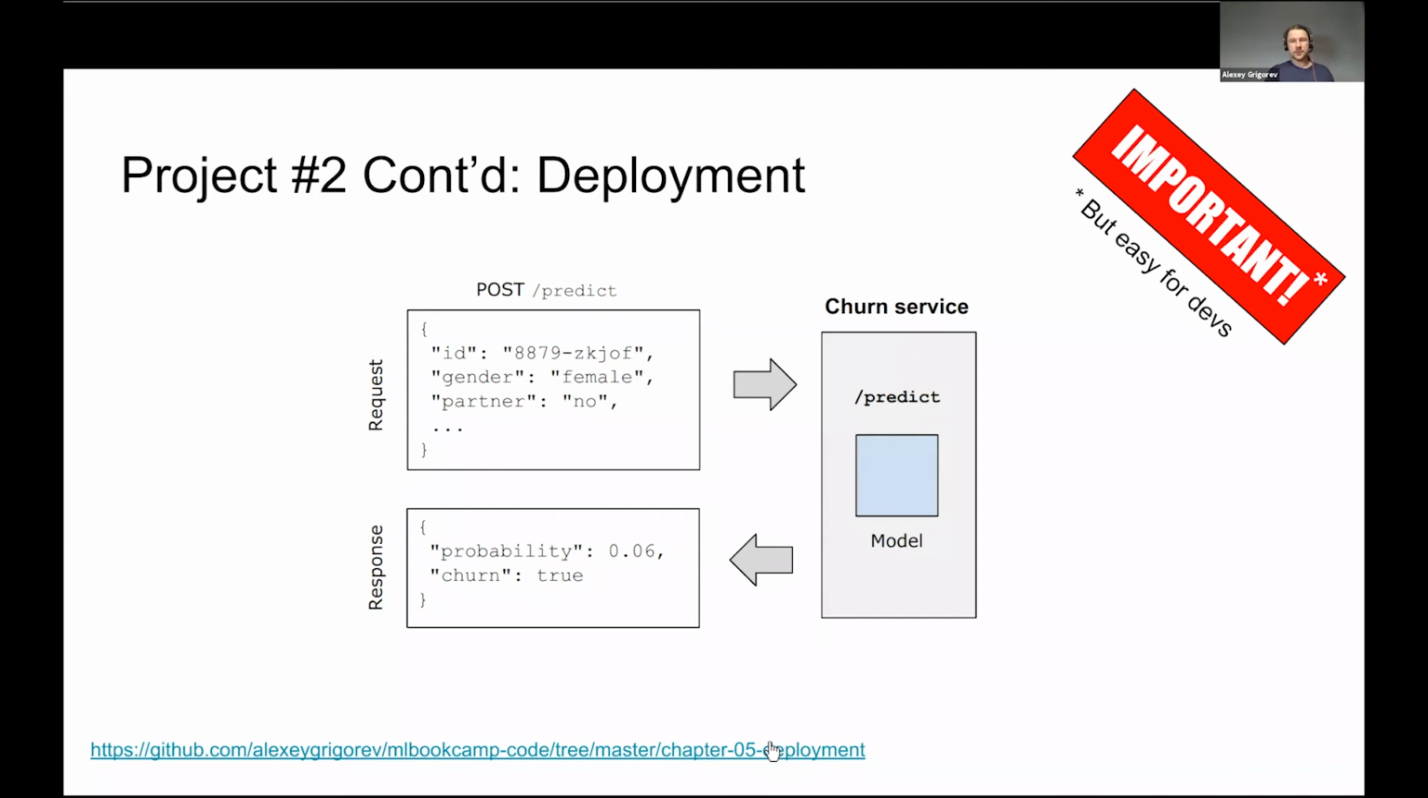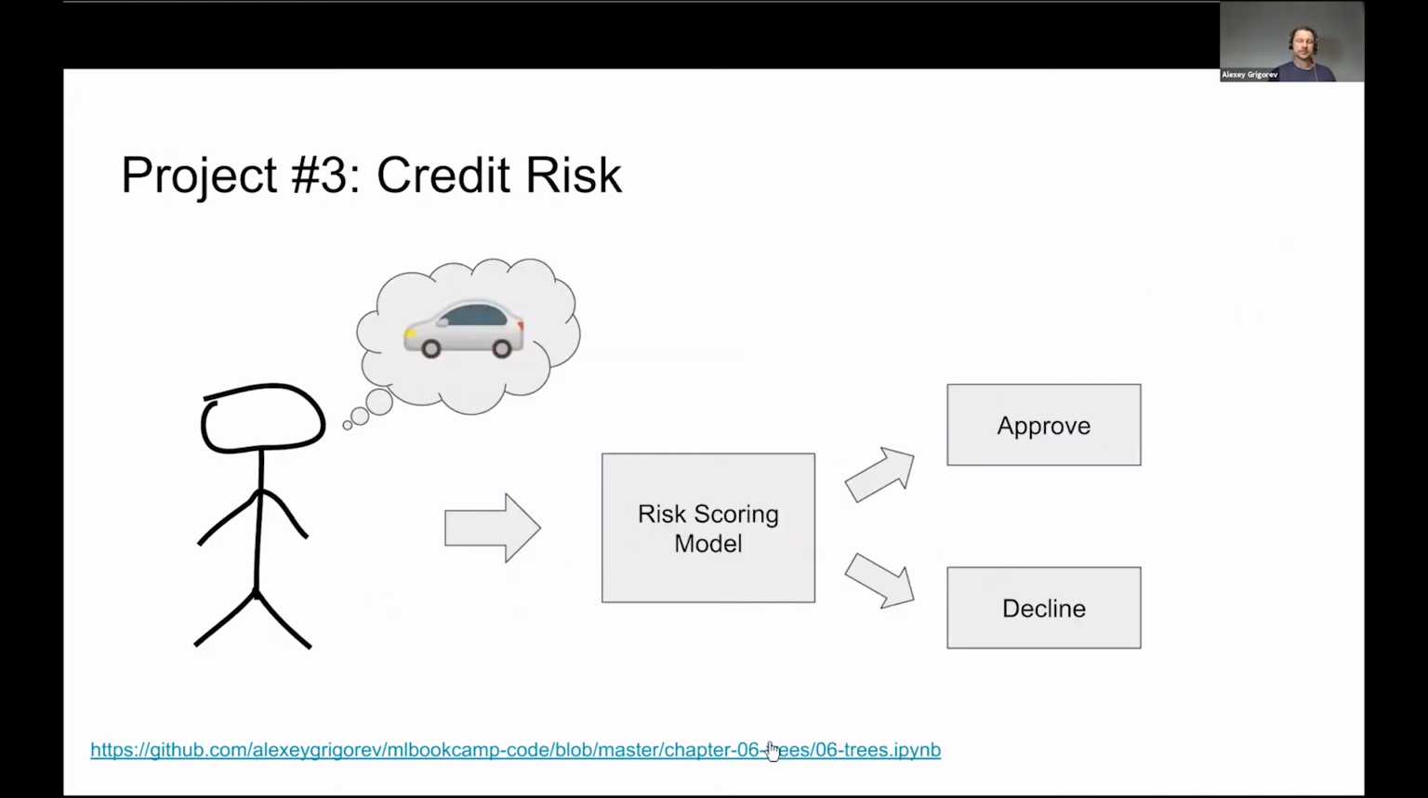So you do this for your project, you deploy it. And with this, you kind of close the loop. So you train your model and you deploy it. So now you have a complete project that covers quite a few steps of the machine learning project pipeline. So then the next project you can do is you can build a risk scoring model.